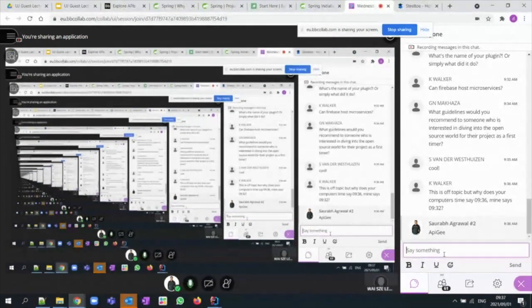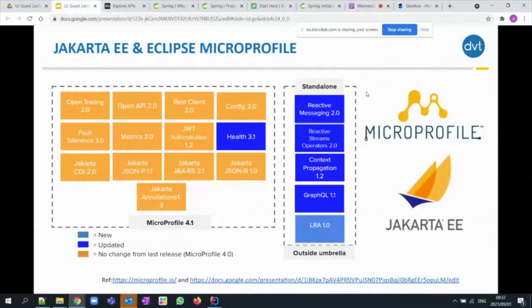The next one was, what guidelines would you recommend to someone who's interested in diving into the open source world for their project as a first timer? Awesome, good question. My suggestion would be, find the right problem statement that is really irking you, meaning on an individual level. I can suggest I want world peace, but I don't have the means of providing world peace, you know that, right?